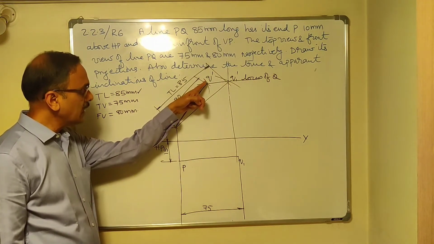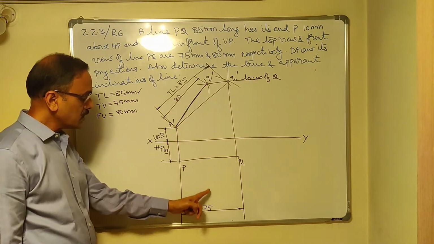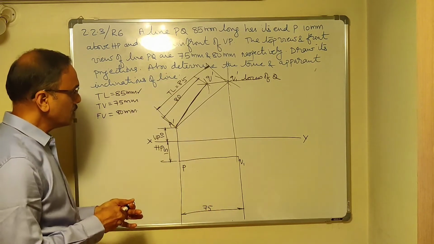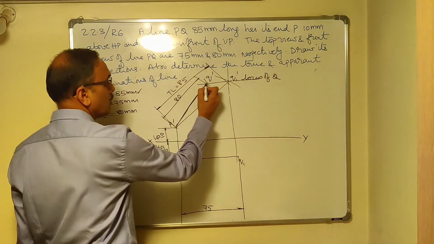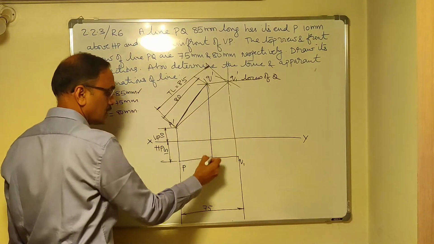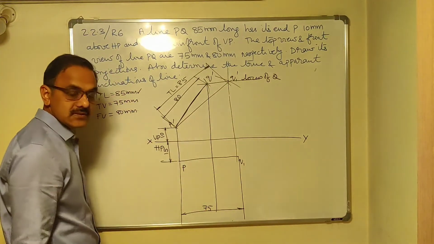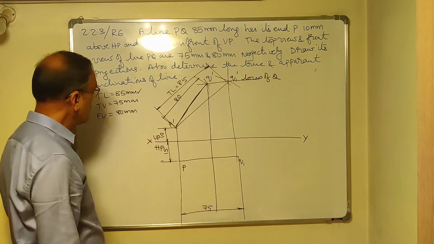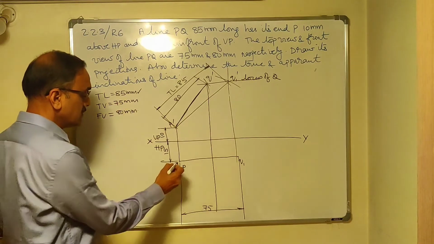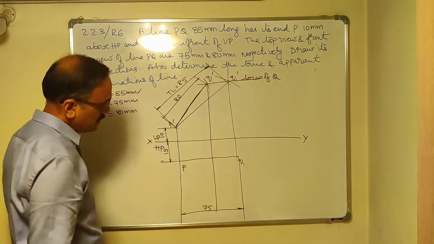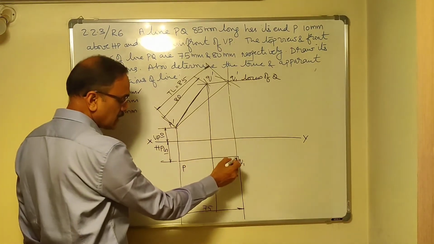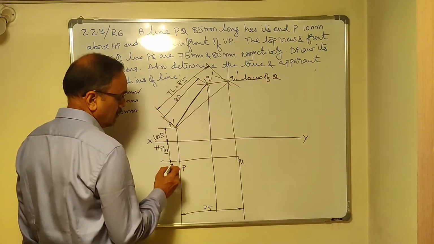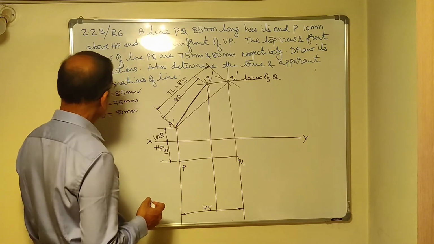So where should Q be lying? If you draw a projector, it should be lying on that projector. Okay. So through Q dash, you are going to draw a projector, and Q should lie on this. But what is the length of the top view? It should be 75. Okay. So Q1, which is here, has to be transferred onto this projector. But the length has to be 75.